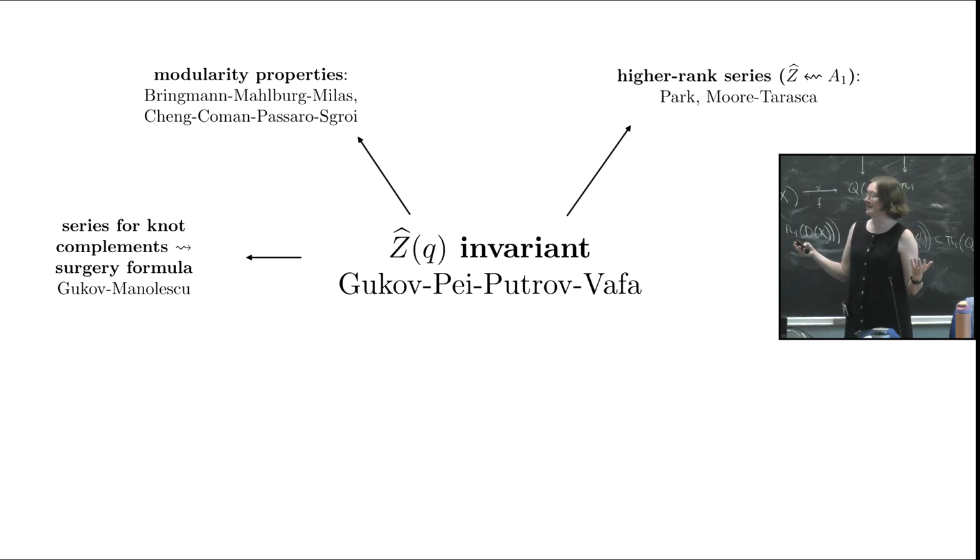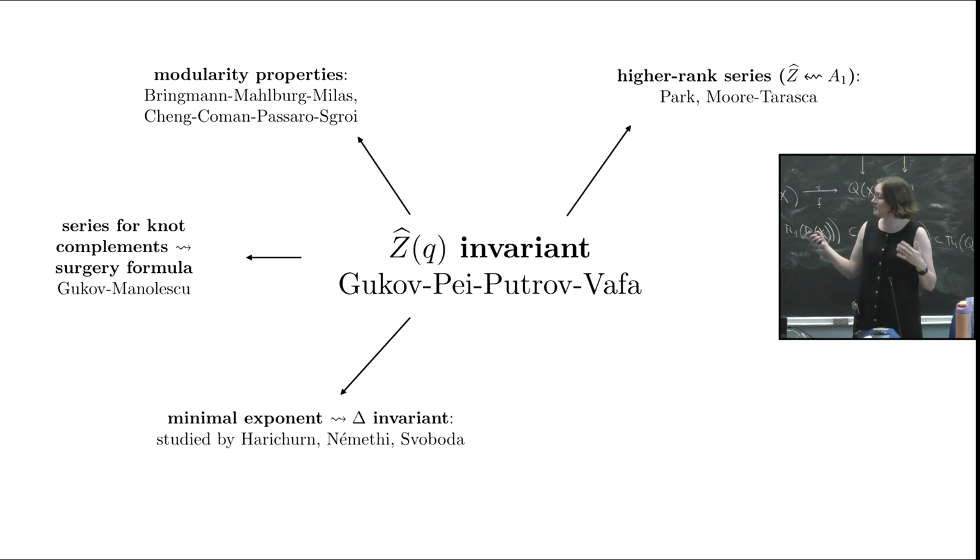There's also higher rank series. So we can think of the Z-hat invariant as associated to the A1 Lie algebra, and work has been done to define analogous series for other Lie algebras. The minimal exponent of this Q series gives rise to something called the delta invariant, which has been studied by some authors in this room.